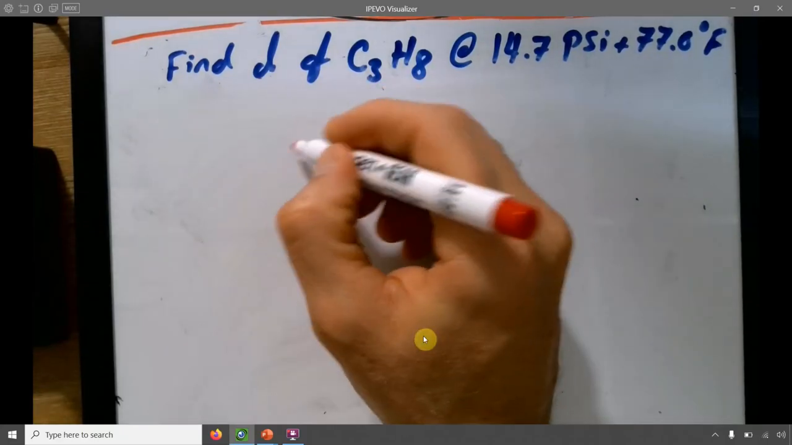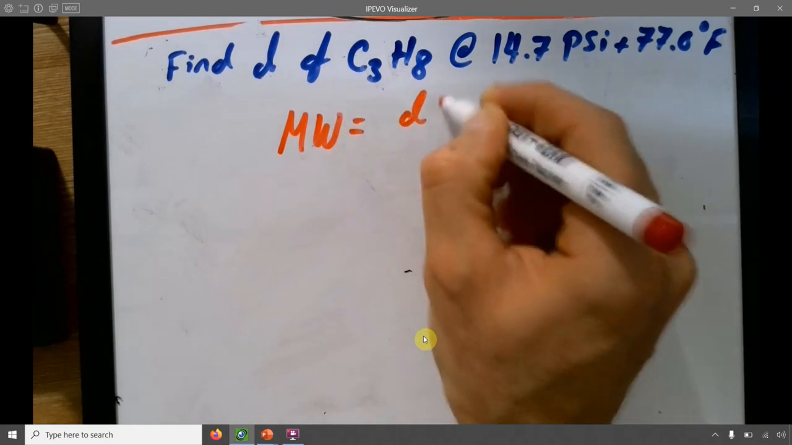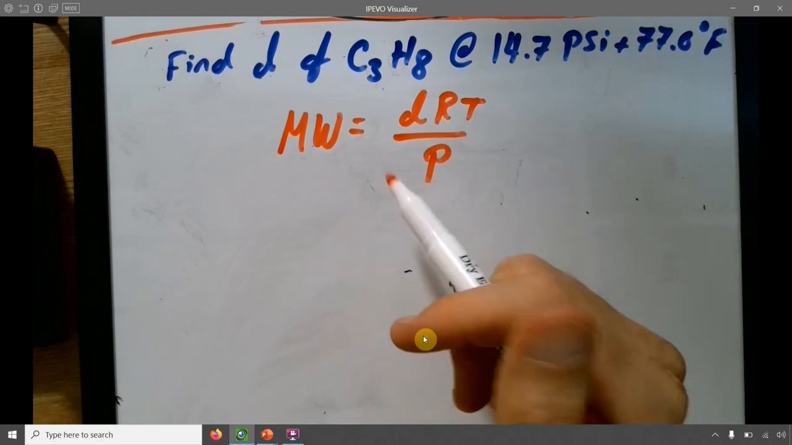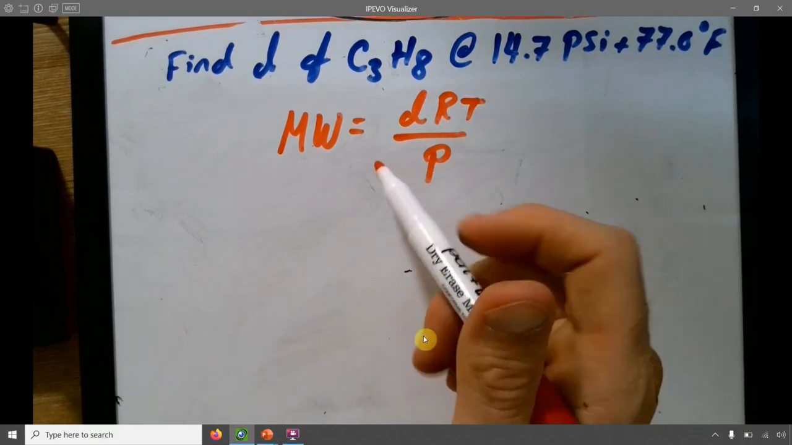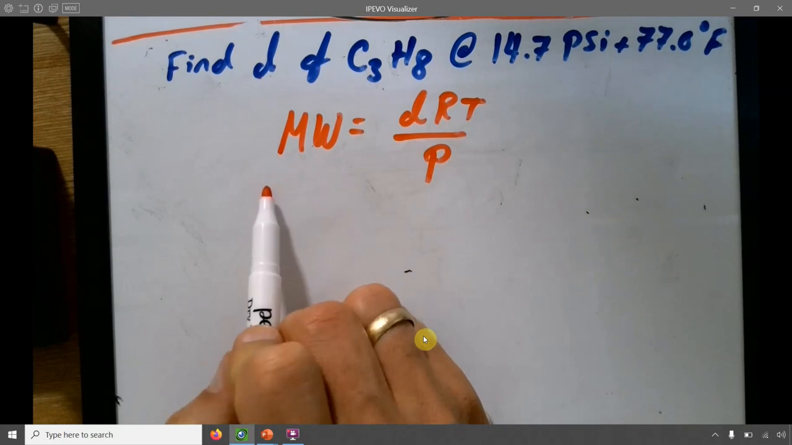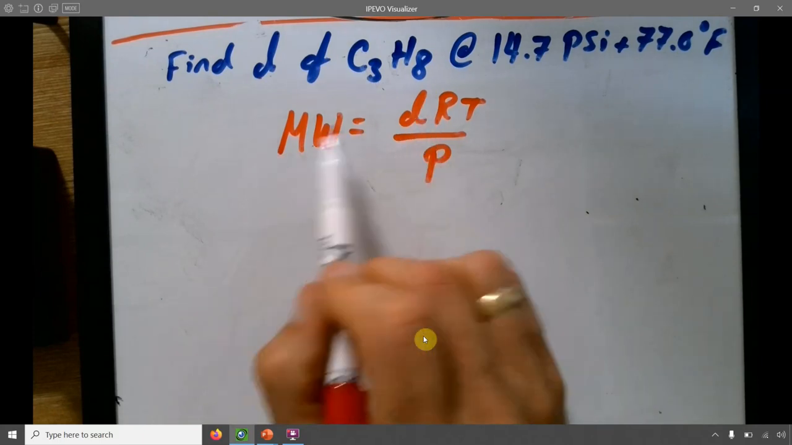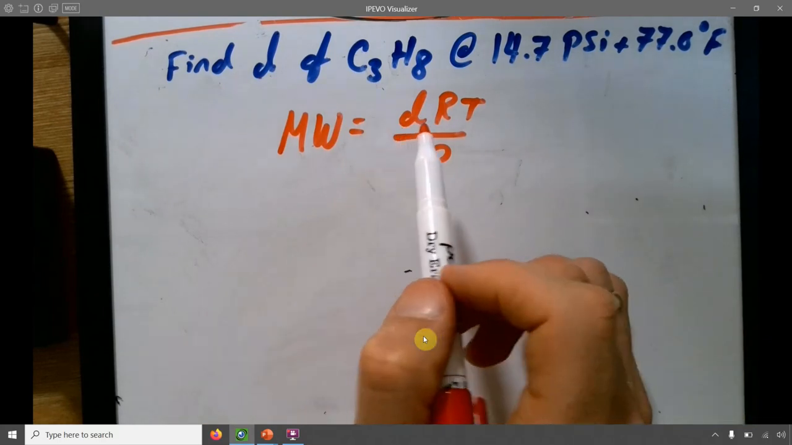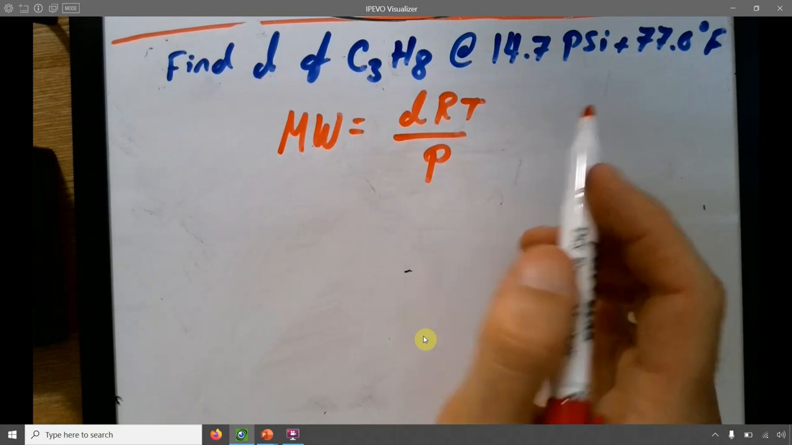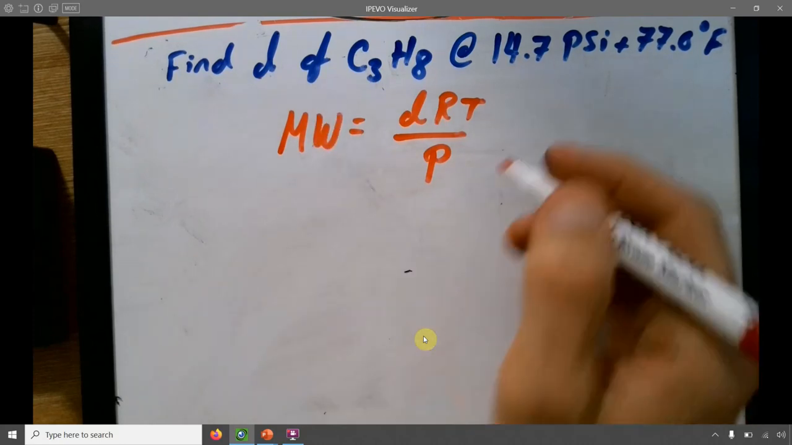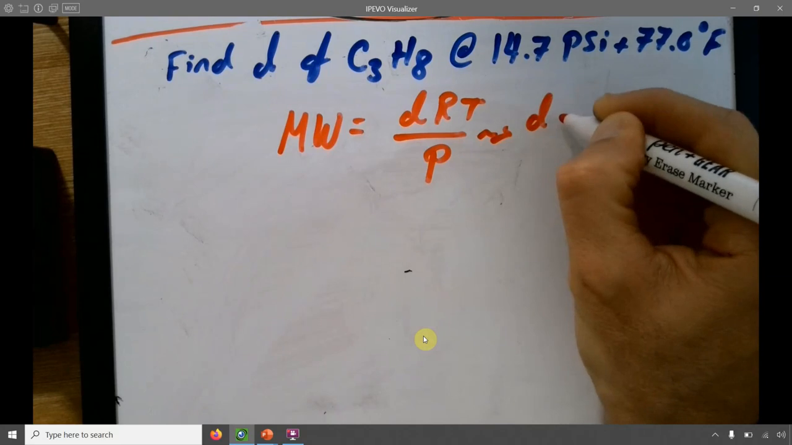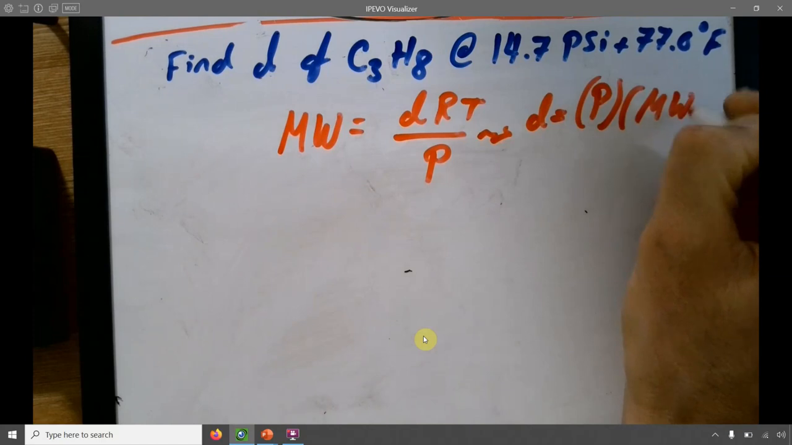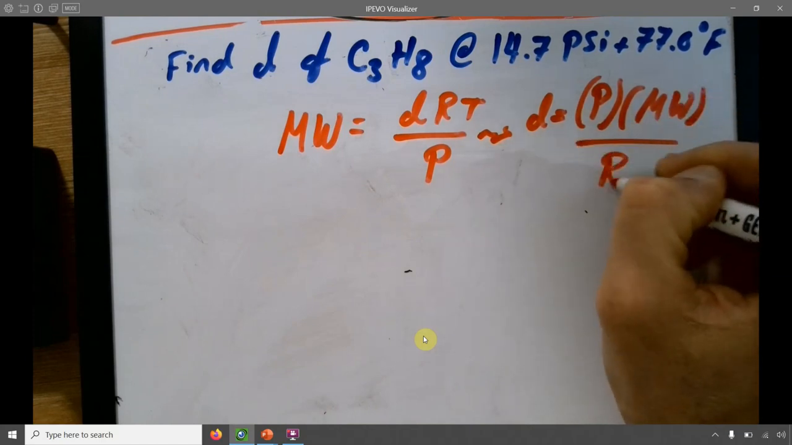Molecular weight is equal to dRT over P. You can derive this directly from the ideal gas law, by the way. As you remember, this is grams per mole, this is grams per liter. The grams cancel and I get volume and moles. It's the same thing, just a rearrangement of the ideal gas law. I'm looking specifically for the density, so I'm going to solve for density. And so d is equal to P times MW over RT.